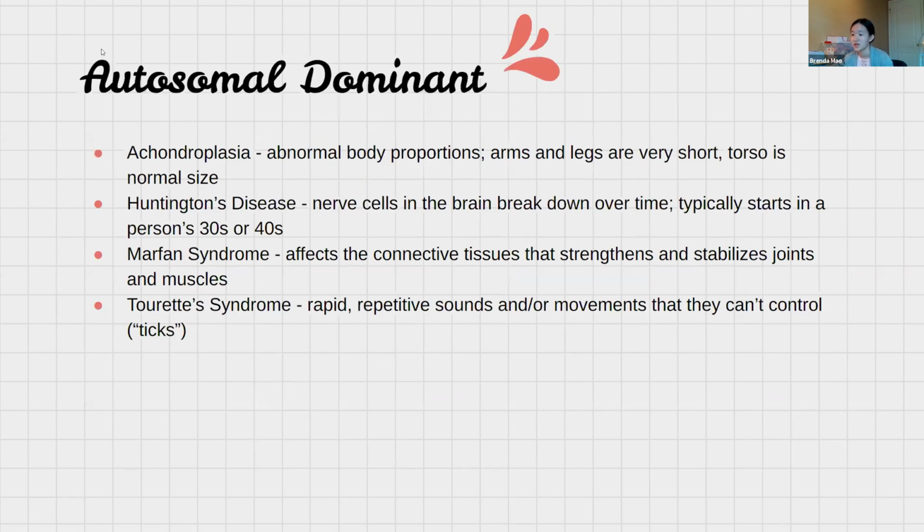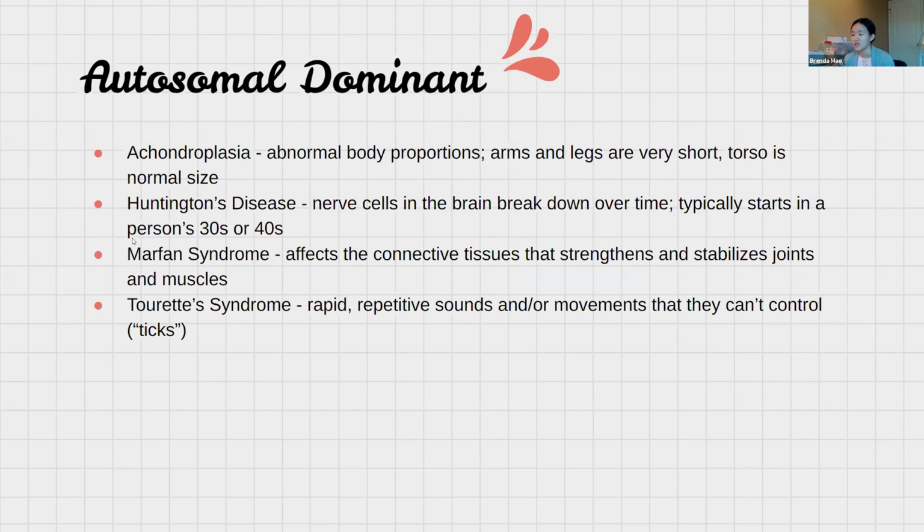So autosomal dominant, there is achondroplasia, which is abnormal body proportion. So very short arms and legs, while the torso is normal size. Huntington's disease, you might have heard of this one. It's when nerve cells in the brain break down over time. It typically starts in a person's 30s or 40s, and then there are some brain problems.